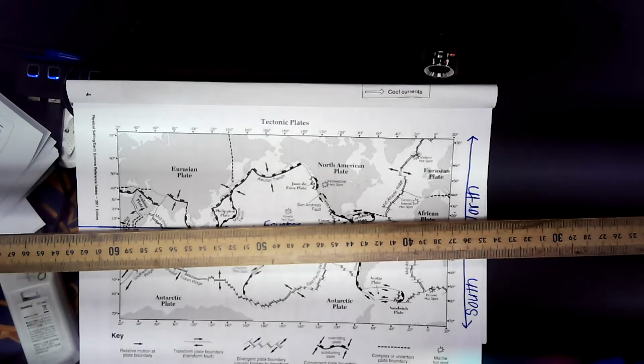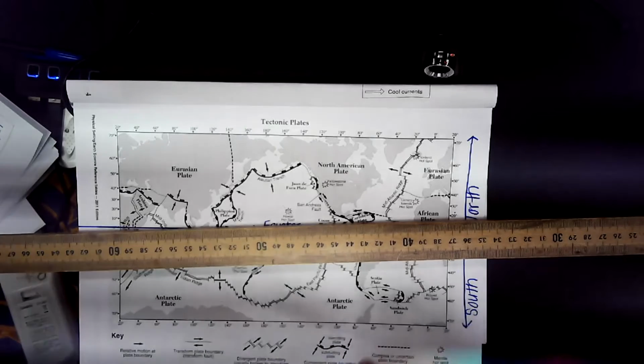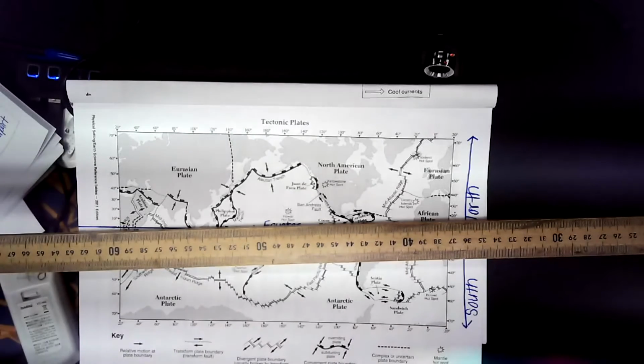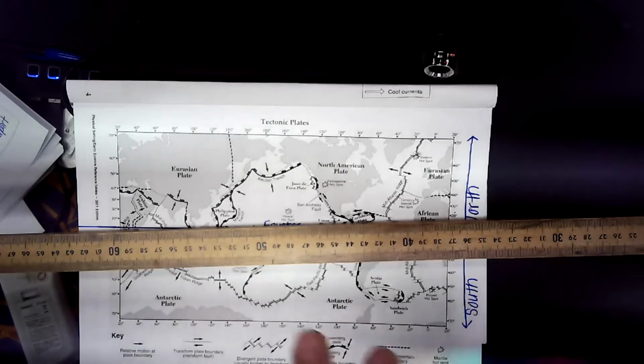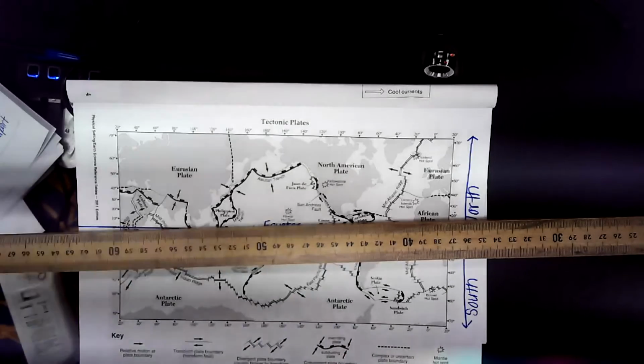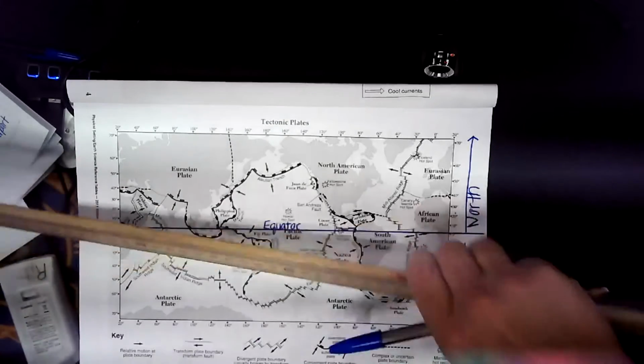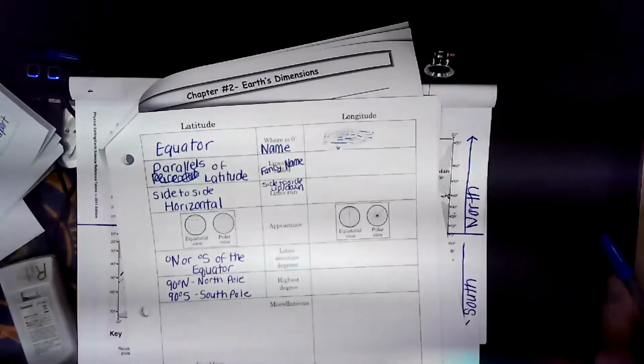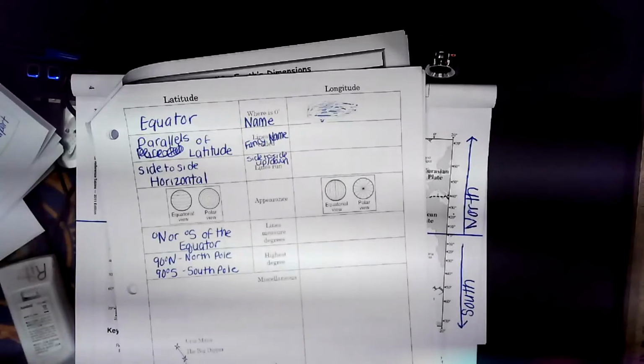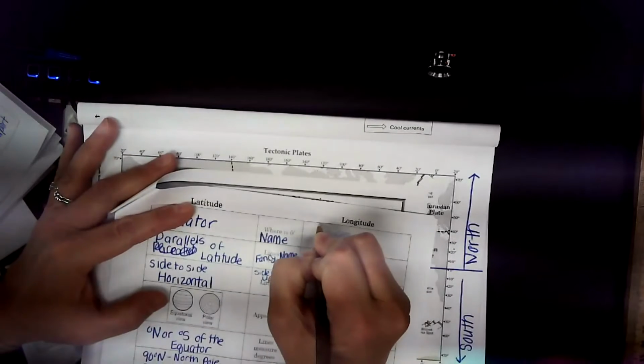Now let's go back and keep going with the packet. That was the latitude, so sorry to jump around a little bit. Let's do the notes for longitude and come back to the math later. What is the name of 0 degrees longitude? That was you guys on this side of the room. Prime meridian.